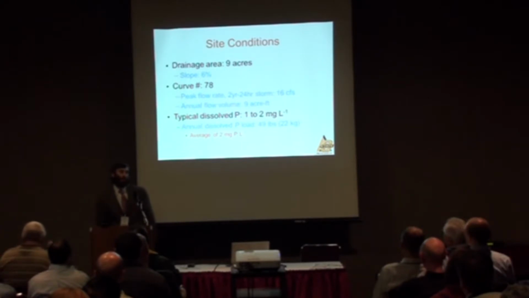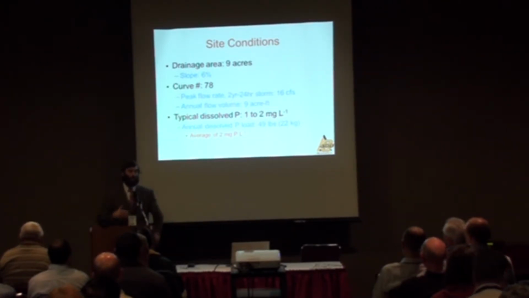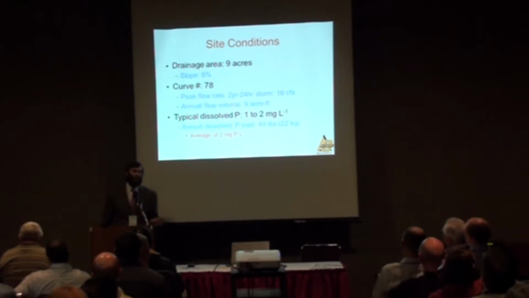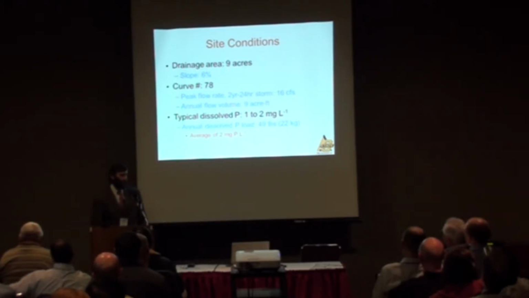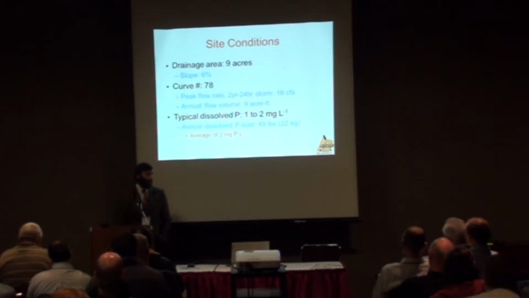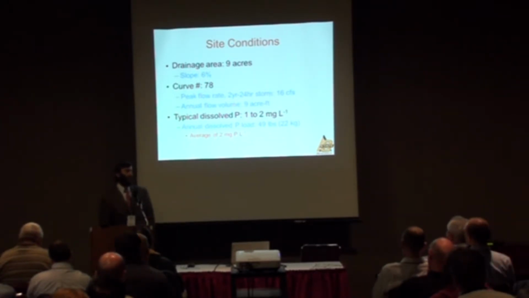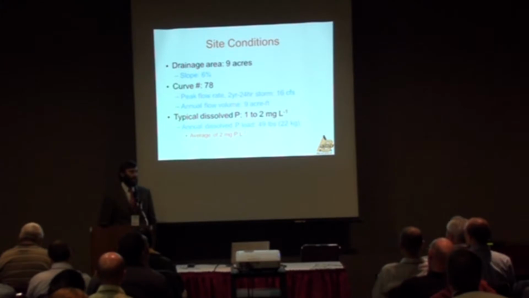Through grab samples, we found that the dissolved phosphorus concentration was between 1 and 2 parts per million, extremely high. And now that we have automatic samplers out there monitoring the structure, we get every event. We've seen concentrations way higher than 2 milligrams of phosphorus per liter. Dissolved, I'm not talking total, it's dissolved. So from that, we use the assumption of 2 milligrams per liter as the worst case scenario. We thought that was worst case.